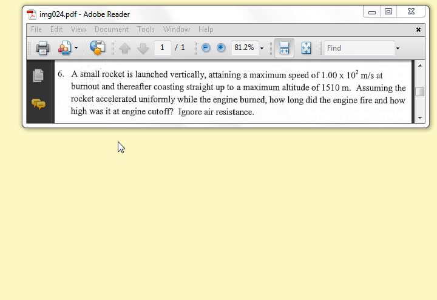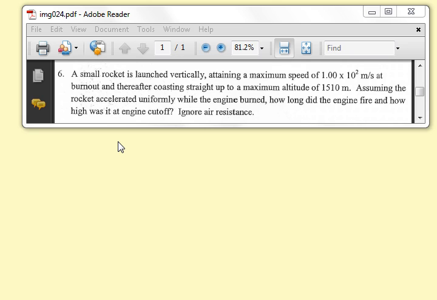So we have a small rocket launched vertically, attaining a maximum speed of 1.00 times 10 to the second meters per second, 100 meters per second, at burnout, and thereafter coasting straight up to a maximum altitude of 1,510 meters. Assuming the rocket accelerated uniformly while the engine burned, how long did the engine fire and how high was it at engine cutoff? Ignore air resistance. So this is a good problem.